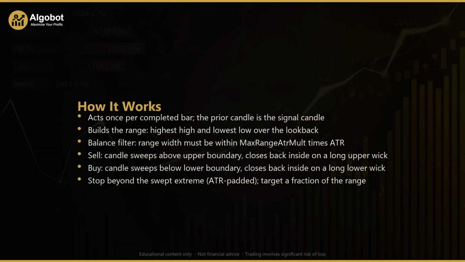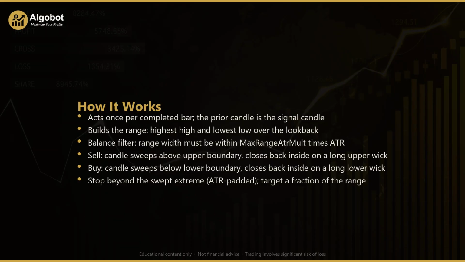Then it checks the balance filter. It calculates the average true range over 14 periods by default and confirms that the range width is no greater than the MaxRangeAtrMult value times that ATR. If the range is too wide, the market is considered to be trending, and the EA simply waits.